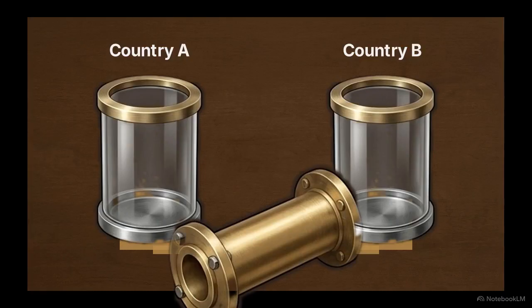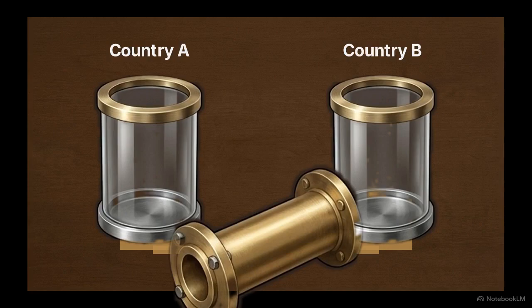We have two transparent water tanks, country A and country B, connected by a pipe at the bottom. Right now, the system is balanced. Now, let's introduce a trade imbalance. If country A buys a massive amount of goods from country B, they have to pay for it. The gold, the water, automatically begins flowing through the pipe and into country B's tank.